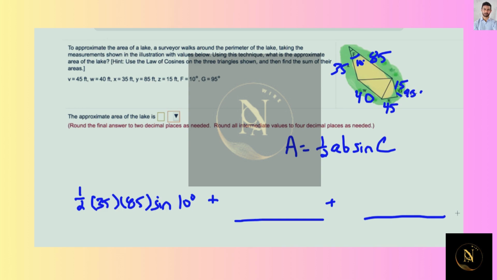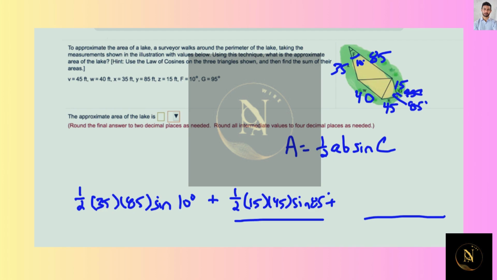So if we take the small one at the bottom here, 95, there's always 180 degrees in a line, so this has got to be 85 degrees inside the angle, and we'll care about that one because now we have enough information to find the area of that triangle. 1/2 times 15 times 45 times the sine of the included angle, 85 degrees.